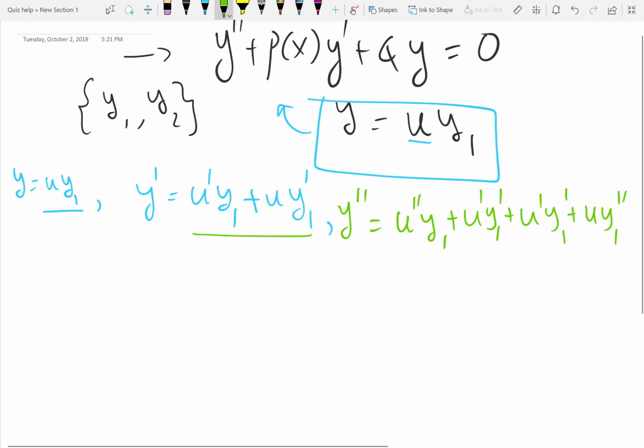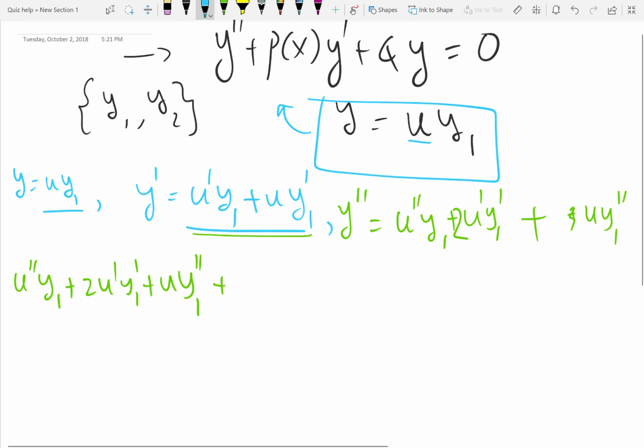I have to be very careful. Well, I can see two similar terms. I can write this as 2u prime y1 prime, adding those two terms, and then the rest of these terms. Okay. All right. Now let's substitute these terms into our differential equation carefully. So u double prime y1 plus 2u prime y1 prime plus u y1 double prime, plus p times this term. So let's distribute the p among these two. Okay, p u prime y1 plus p u y1 prime, plus q times u y1 is equal to 0.